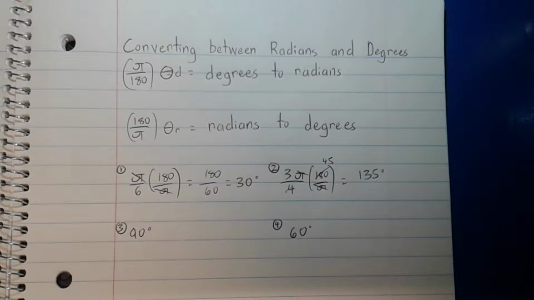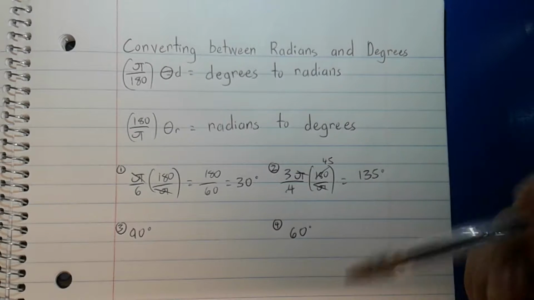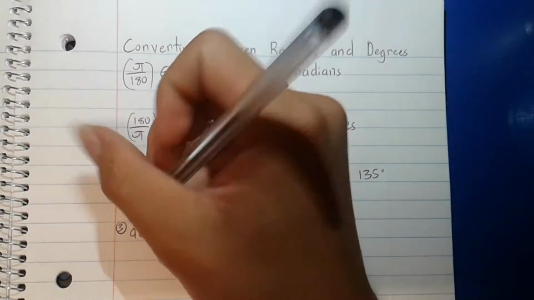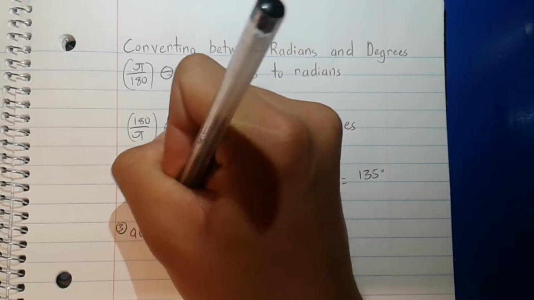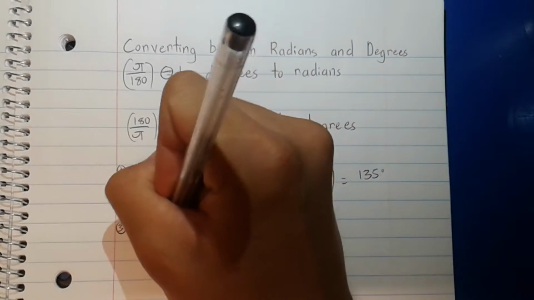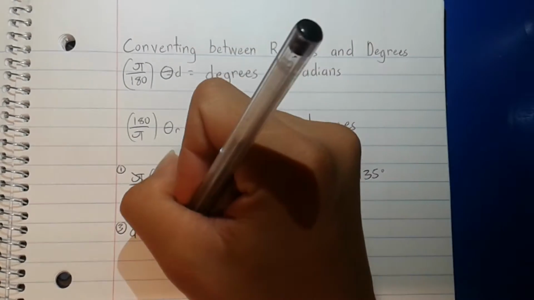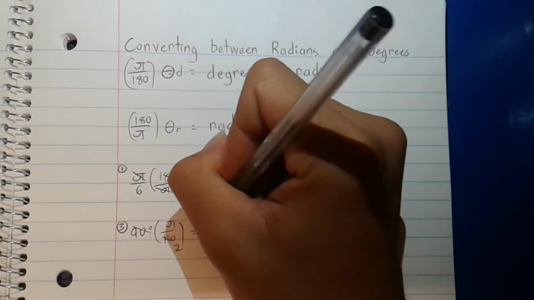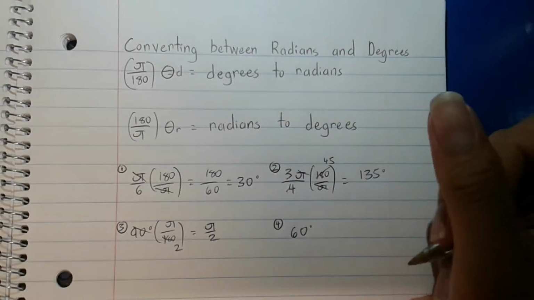For the last ones, converting from degrees to radians, I'm going to take the 90-degree angle and multiply it by pi over 180. And then I'm going to simplify, and that gives me pi over 2.